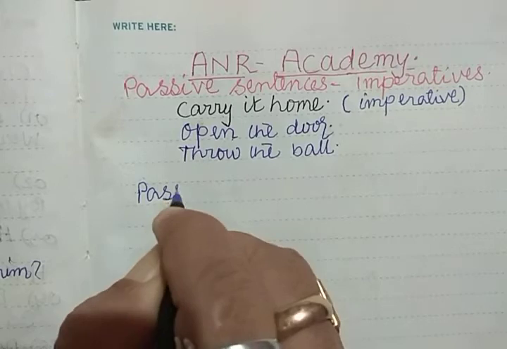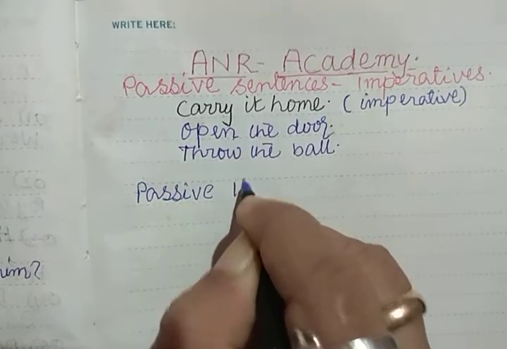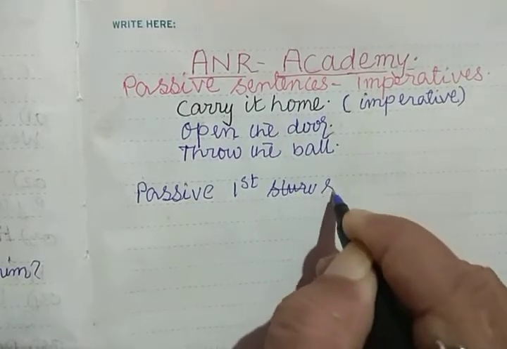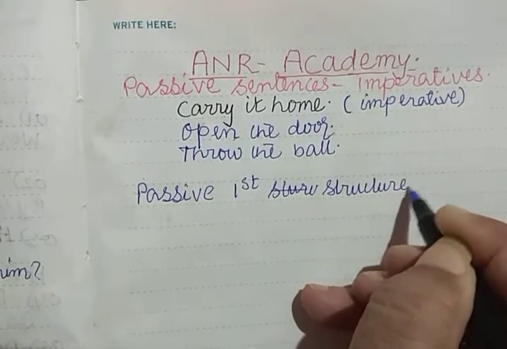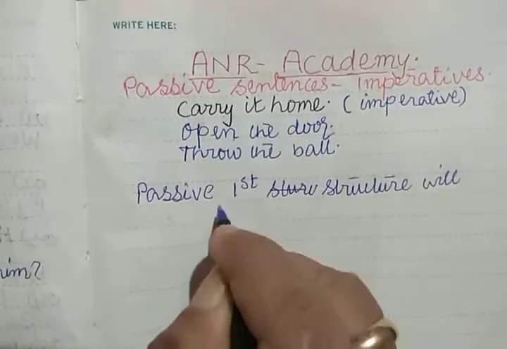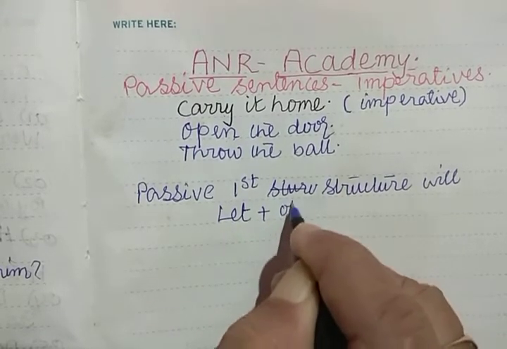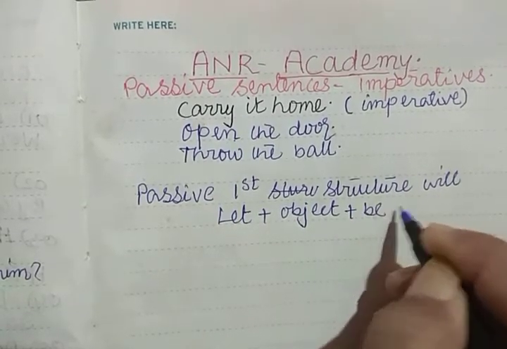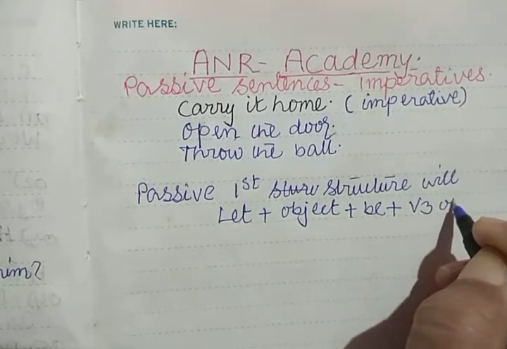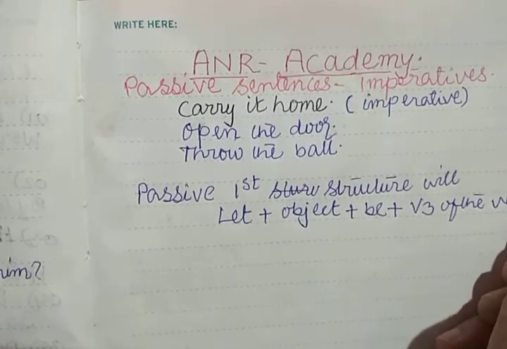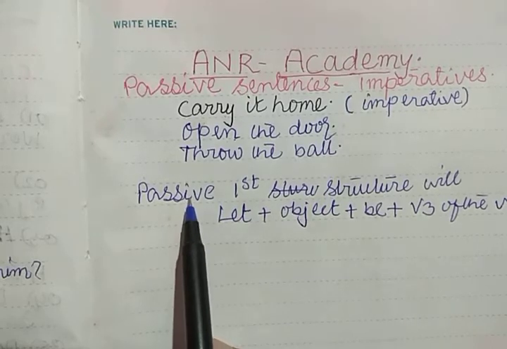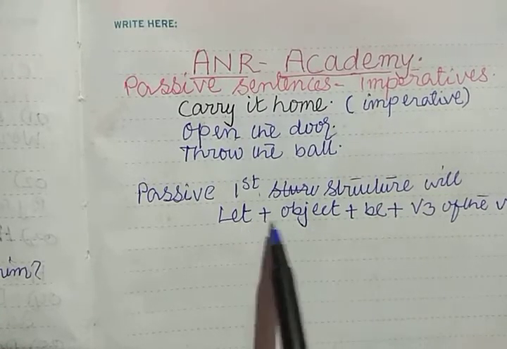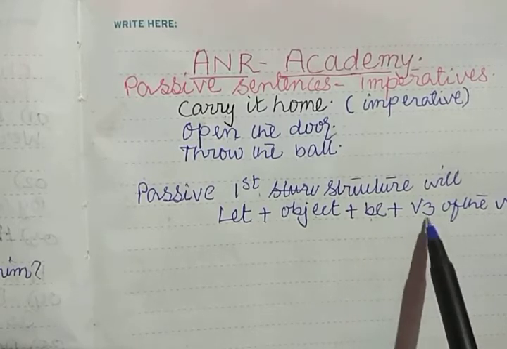First structure in passive will be let plus object plus be plus V3 form of the verb. Let me tell you once again. The passive structure, first type for imperatives will be like this. Let plus object plus be plus V3 form of the verb.